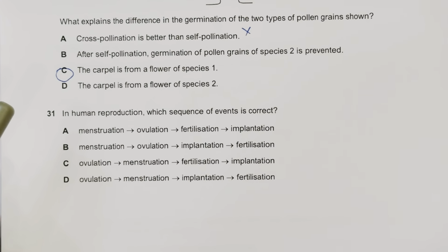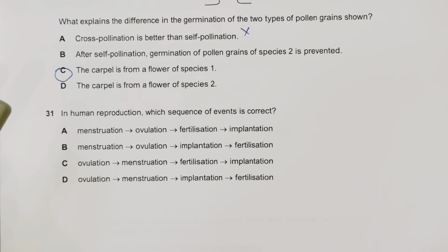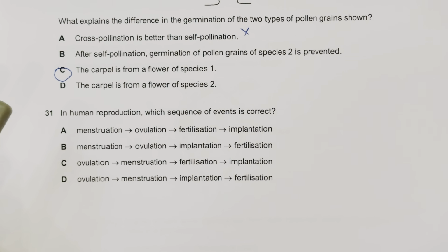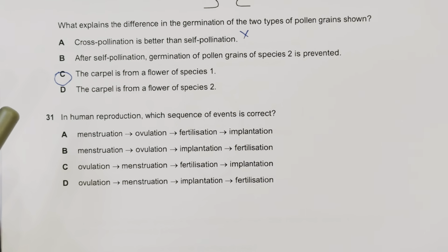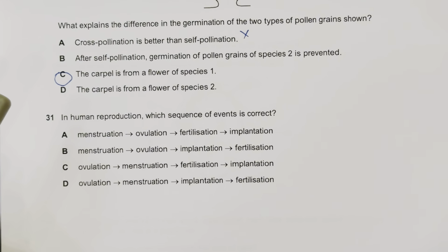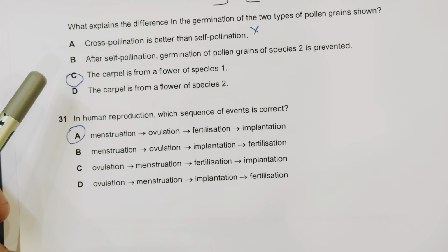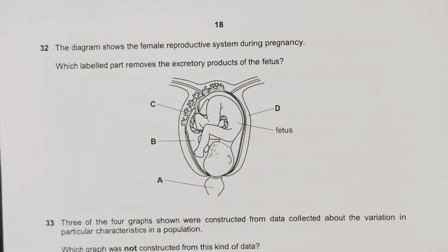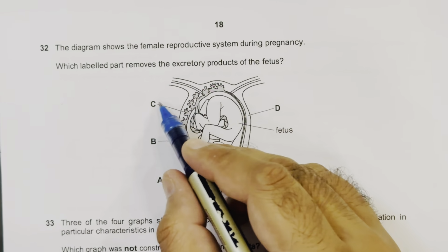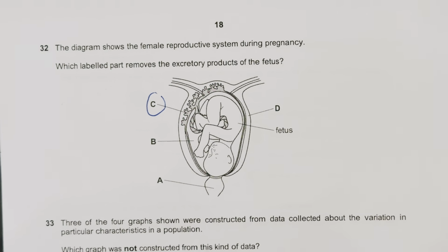In human reproduction, which sequence of events is correct? We know that it's menstruation, ovulation, fertilization, and implantation. So option number A is carrying all those options. So option number A is the right answer for MCQ number 31. Moving to question number 32. The diagram shows the female reproductive system during pregnancy. Which labeled part removes the excretory product of the fetus? So option number C is that part that removes it.